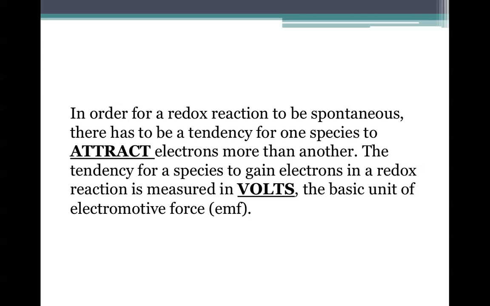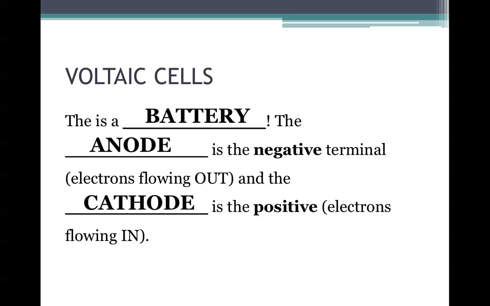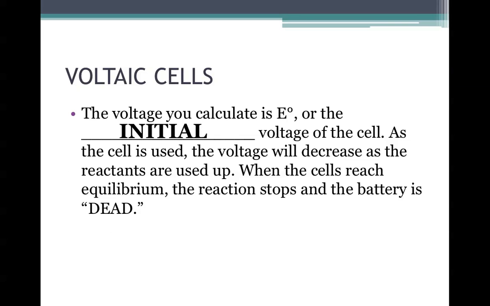The tendency for a species to gain electrons in a redox reaction is measured in volts, and this is a basic unit of something called an electromotive force, or EMF. Now, voltaic cells, this is a battery. The anode is the negative terminal where the electrons flow out, and the cathode is the positive terminal where electrons flow in. That's why if you flip around the batteries in a device in the wrong direction, it's not going to be able to work, because those electrons aren't able to flow through the device in the correct manner.